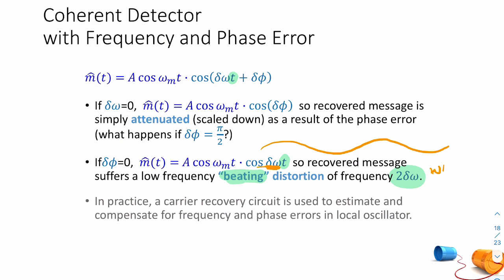Why do you think it's twice the frequency? That's a question for you to think about. So what we end up hearing is our message, but with a beating. So the beating means it's becoming louder then quieter, louder then quieter, louder then quieter. And it happens quite fast. It's often 2 or 3 times a second.